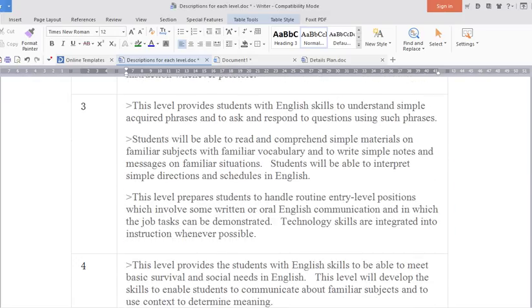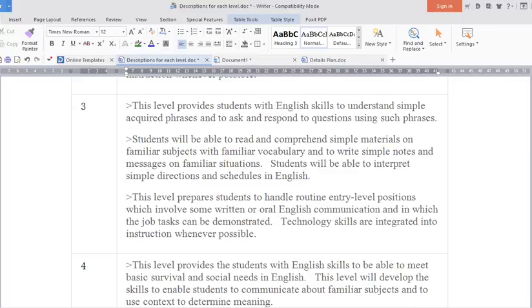For level 3, this level provides students with English skills to understand simple acquired phrases and to ask and respond to questions using such phrases. Students will be able to read and comprehend simple materials on familiar subjects with familiar vocabulary, and to write simple notes and messages on familiar situations. Students will be able to interpret simple directions and schedules in English.